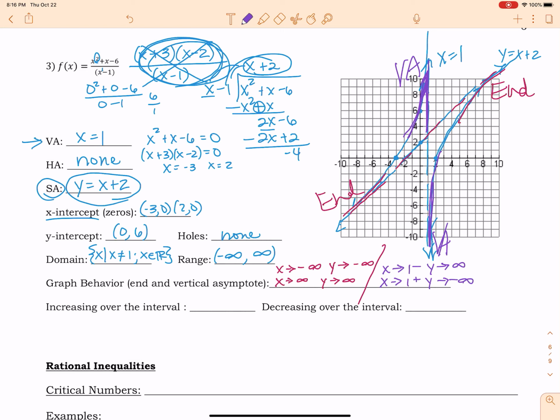Awesome. All right, now we're going to talk about increasing and decreasing. Well, from left to right on this side, it's increasing, right? So it's increasing from negative infinity to 1. And then over here, see, it jumps over the vertical asymptote and it's increasing again. So it's increasing from 1 to positive infinity. It is not decreasing anywhere. Score. Enjoy graphing, kids.